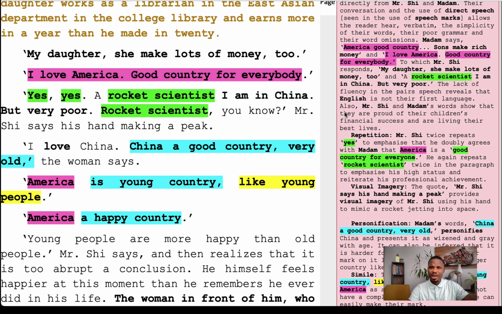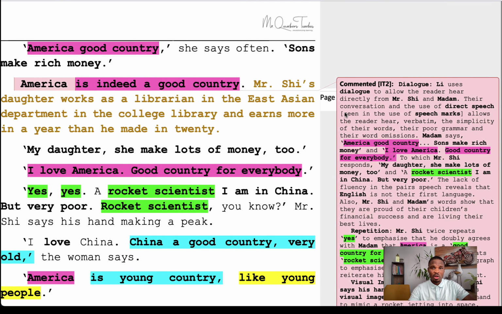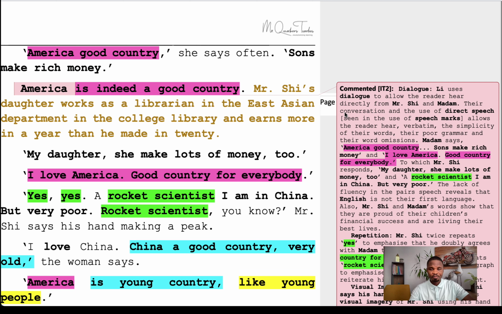So now, let me explain some of the points that are made as part of the side note or the comments. I mentioned that Lee uses dialogue, and the usefulness of the dialogue is important because the reader can hear directly from Mr. Chi and Madame. This is important because Mr. Chi and Madame's conversation is indicated with direct speech. So this is seen in the use of speech marks, which allows the reader to hear verbatim the simplicity of their words. Their words are very simple.